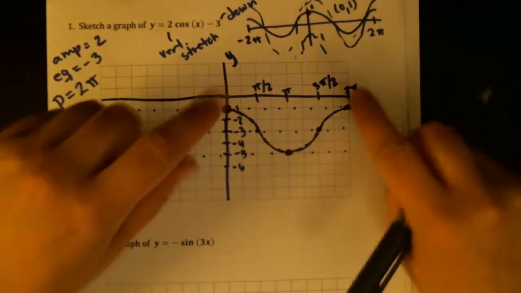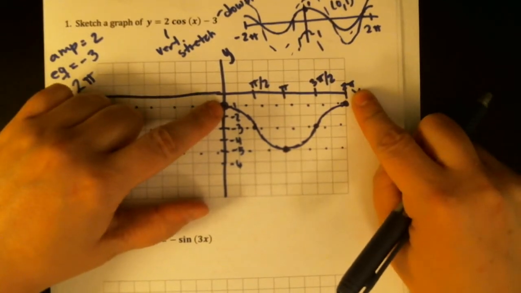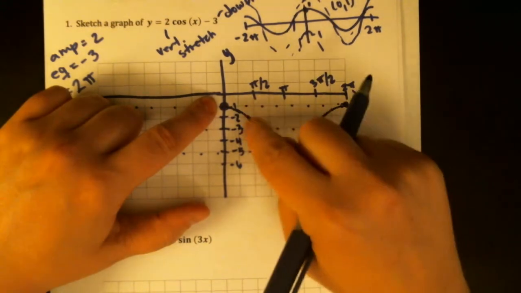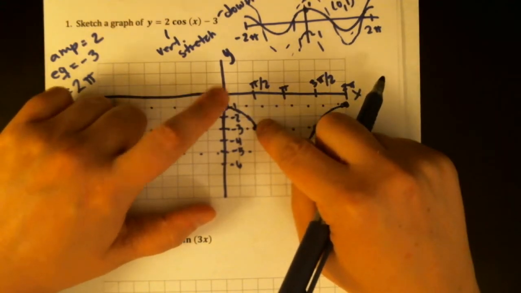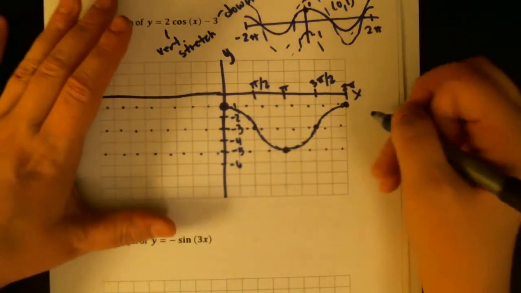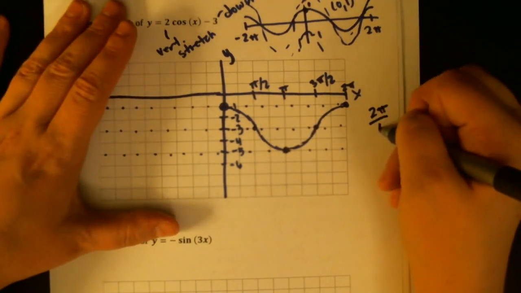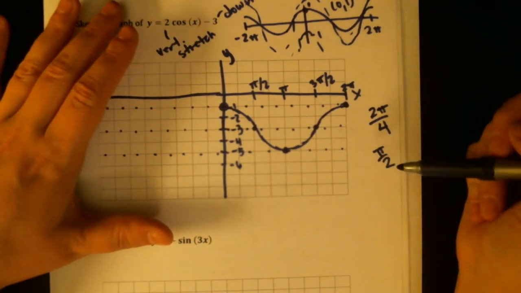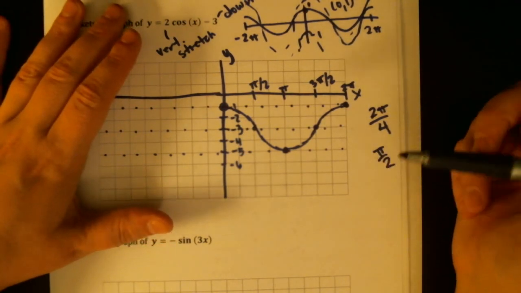Okay, so here is one period of my new cosine wave. So notice, here's a full period. In half a period, you went from a max to a min. In a quarter of a period, you went from max to equilibrium. That quarter of a period increment is really nice. So if you know your period is 2 pi and you divide it by 4 and get pi over 2, that's really nice tick mark labeling to use.